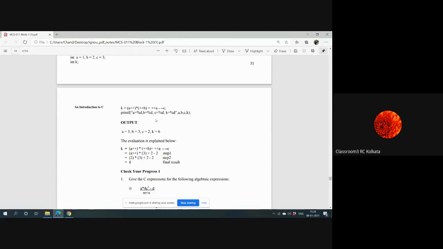Then ++a. Tell me, what is the old value of A? 1. And what will be the incremented value of A? 2. And now if the plus plus sign is prefix, then will we put here 2 or 1? 2 only, because the plus plus is in front of the variable. But if plus plus is at the back of the variable, then we have to use the initial value, and in the next step we have to increase the updated value. So now this part is clear.